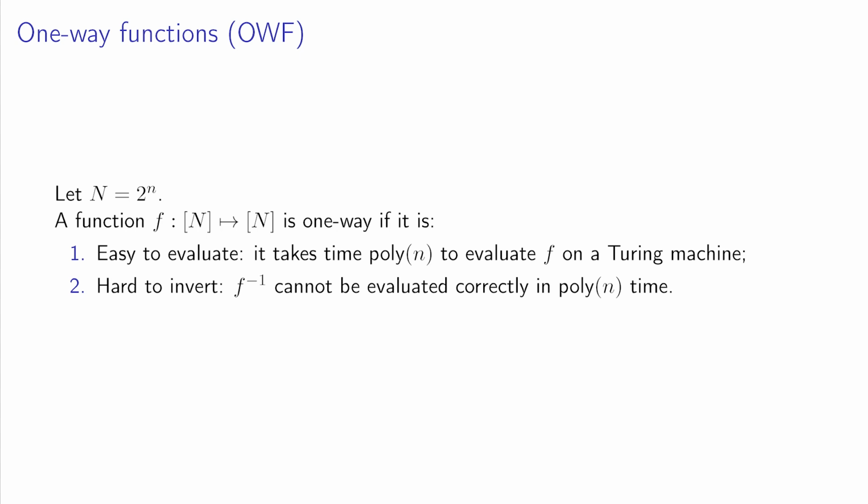One-way functions are foundational for the theory of cryptography, where we usually characterize hardness by asymptotic statements like polynomial time adversaries, as we have seen here, where we say the function is easy to evaluate if it takes only polynomial time to evaluate it on a Turing machine, and we say it's hard to invert if any Turing machine or algorithm cannot invert it correctly in polynomial time.